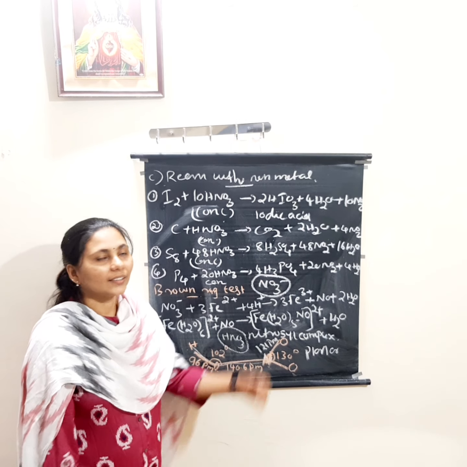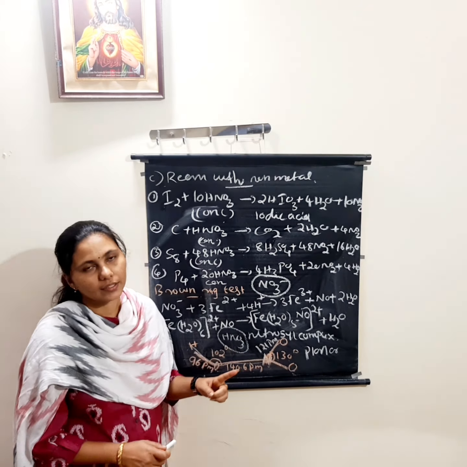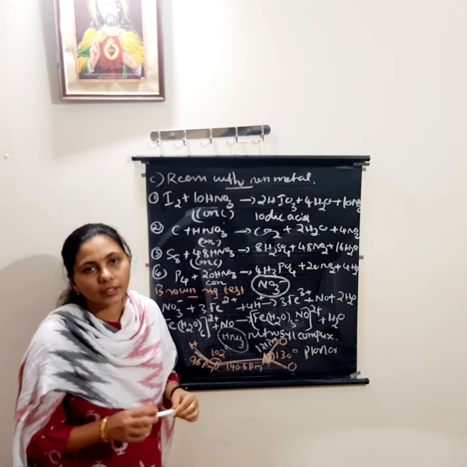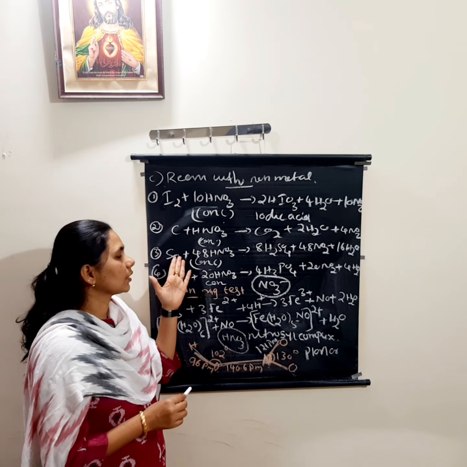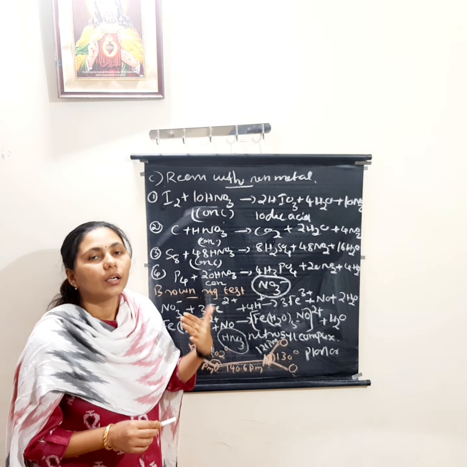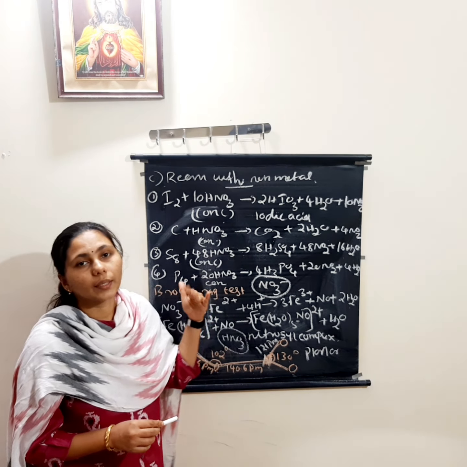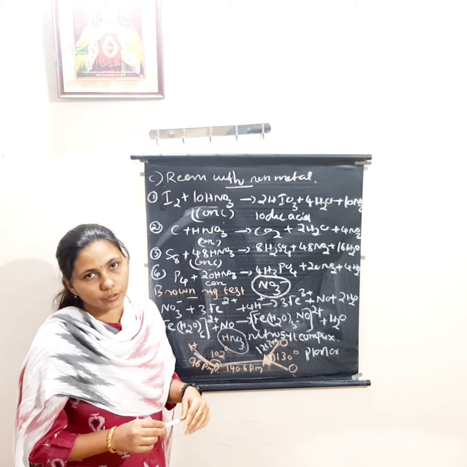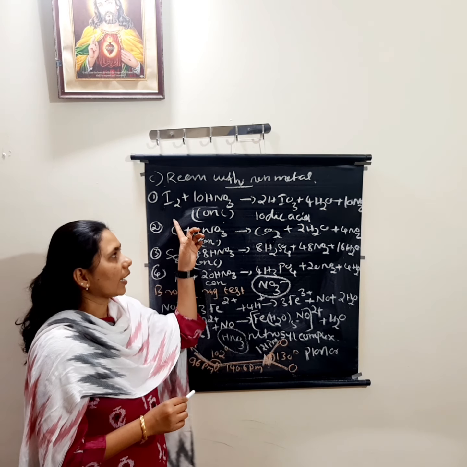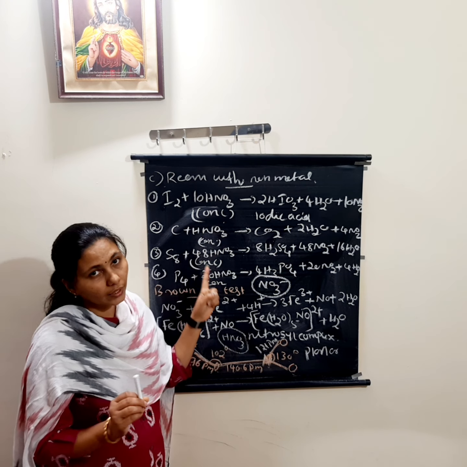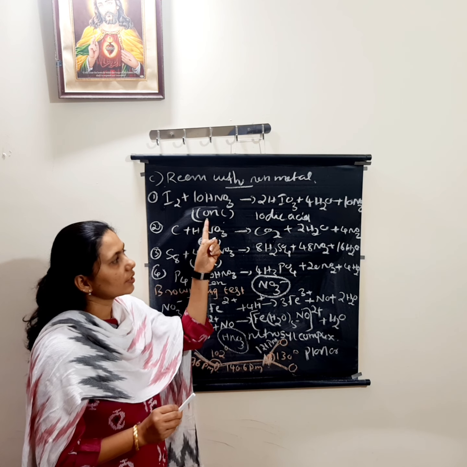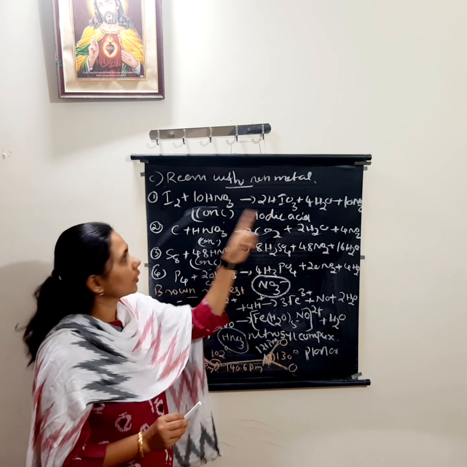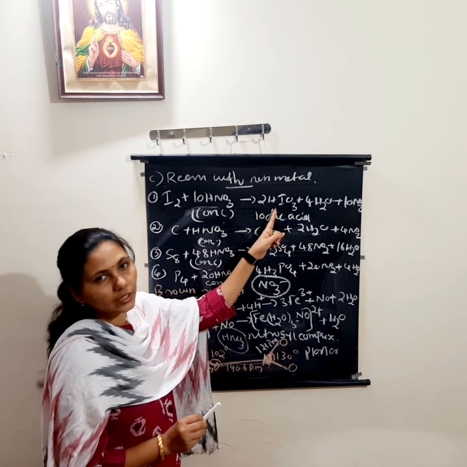Next is the reaction with non-metals. Nitric acid reacts with non-metals like iodine, carbon, sulfur, phosphorus, etc. They convert them into corresponding acids. Okay. So iodine reacts with nitric acid, concentrated nitric acid, not dilute. Okay. So when iodine reacts with the concentrated nitric acid, iodic acid is produced. That means iodine is converted to its acid.